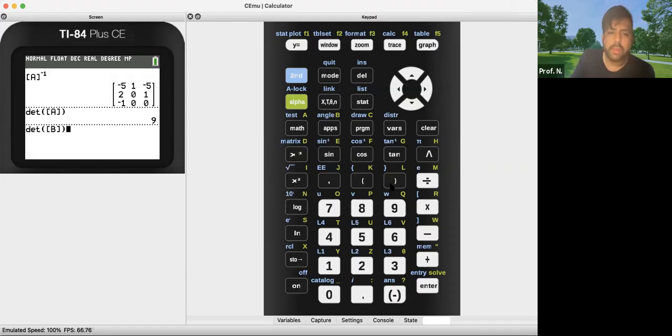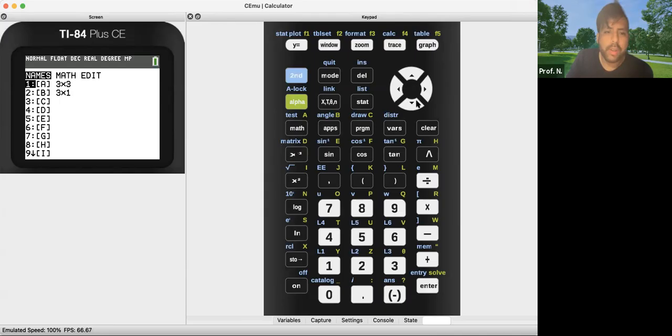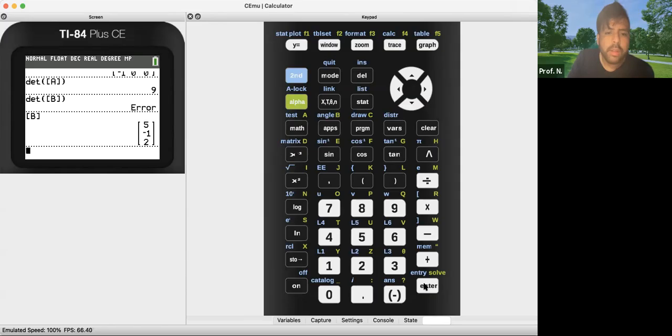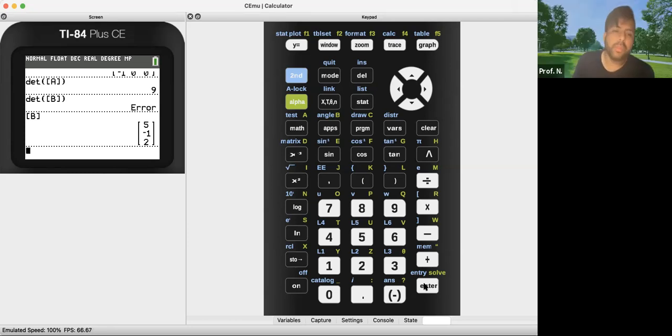What do you think happens with B? Invalid. Wait, what? What's so wrong? What's so bad about B? So you go to B, right? B is a what? B is a 3x1 matrix, which is a column vector. You can't take determinants of vectors. You can't take determinants of matrices that have different dimensions. In other words, you can't take determinants of non-square matrices.